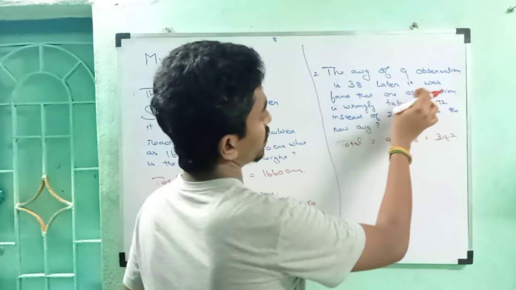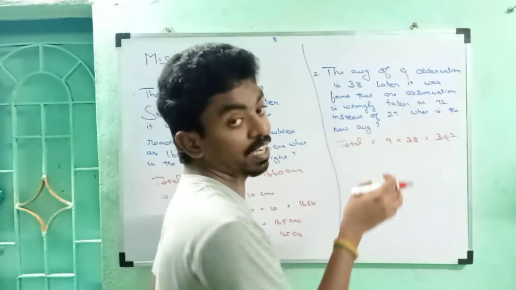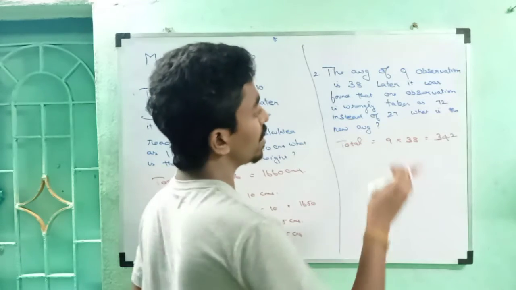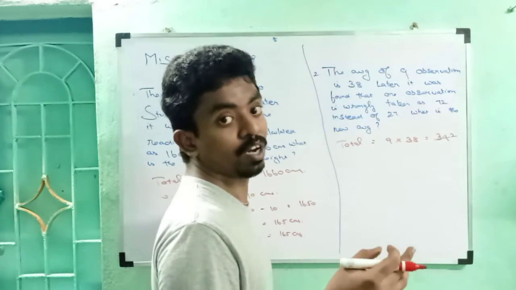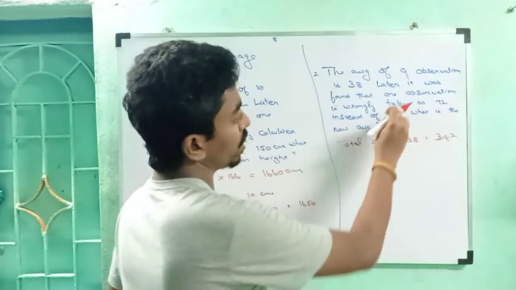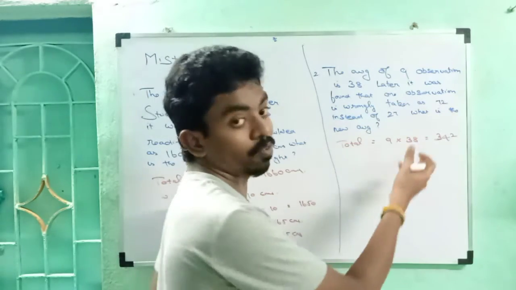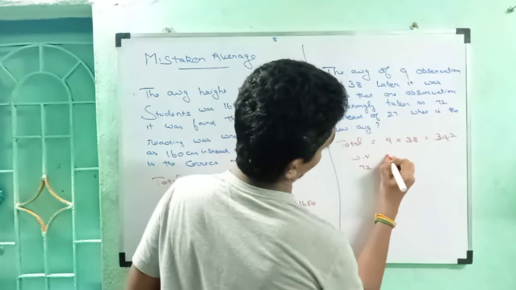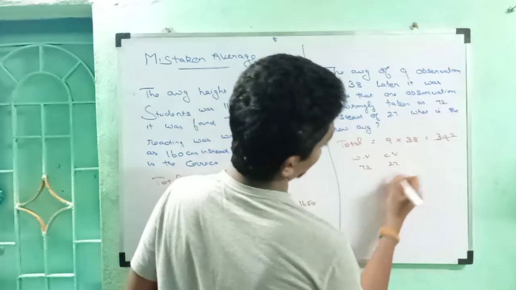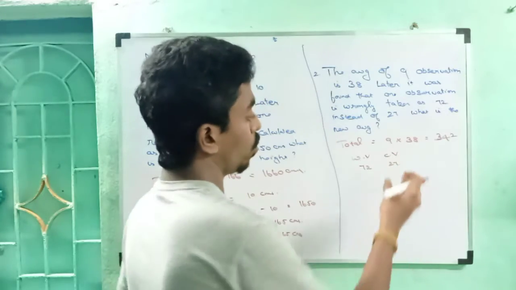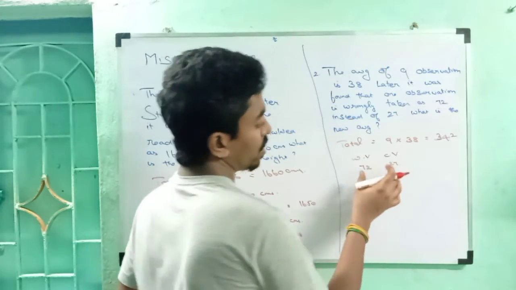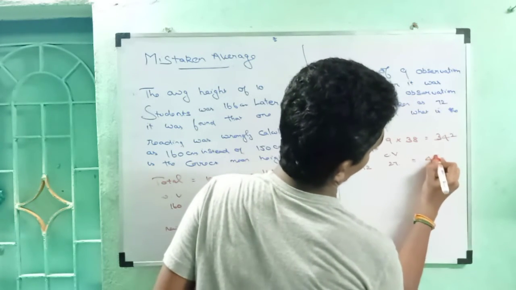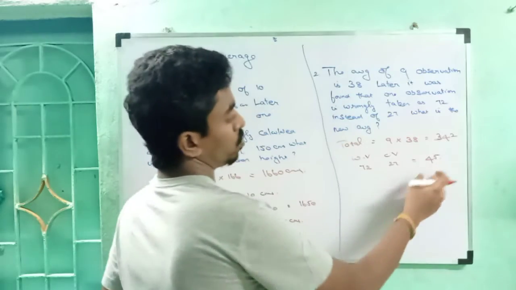Then in the second condition, later it was found that one observation was wrongly taken as 72 instead of 27. From this condition, we can understand that they have taken a wrong value as 72, but the correct value is 27. So we will keep the wrong value as 72 and the correct value as 27. So we have to subtract these two numbers. 72 minus 27 will be 45.